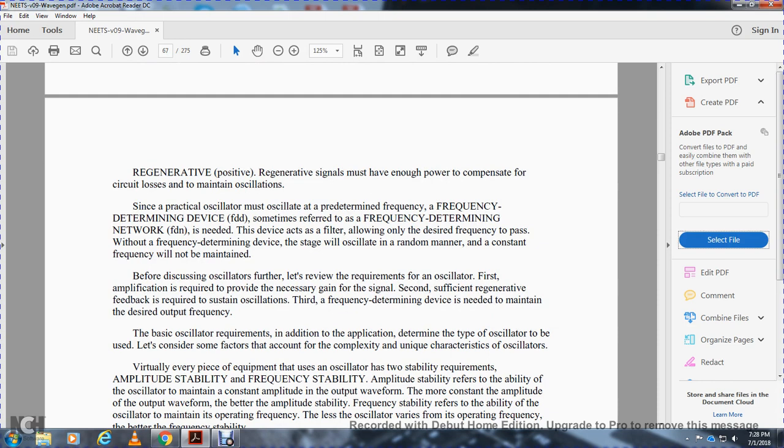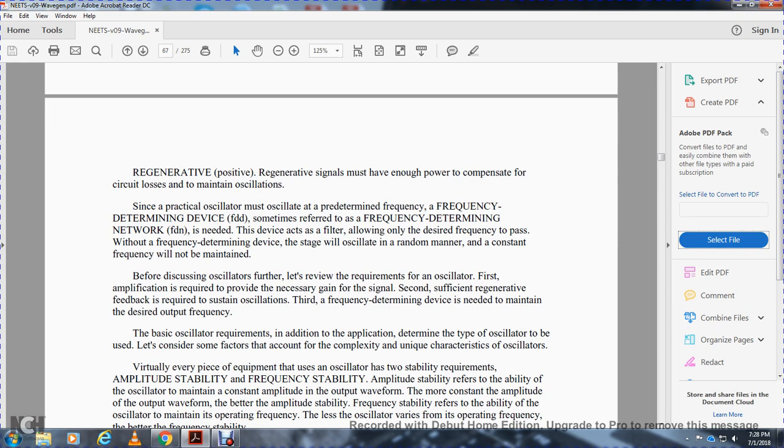Since the practical oscillator must oscillate at a predetermined frequency, the frequency is determined by a frequency determining device, or FDD, referred to as the frequency determining network, FDN. The device acts as a filter, allowing only the desired frequency to pass. Without the frequency determining device, the stage will oscillate in a random manner where a constant frequency will not be maintained.